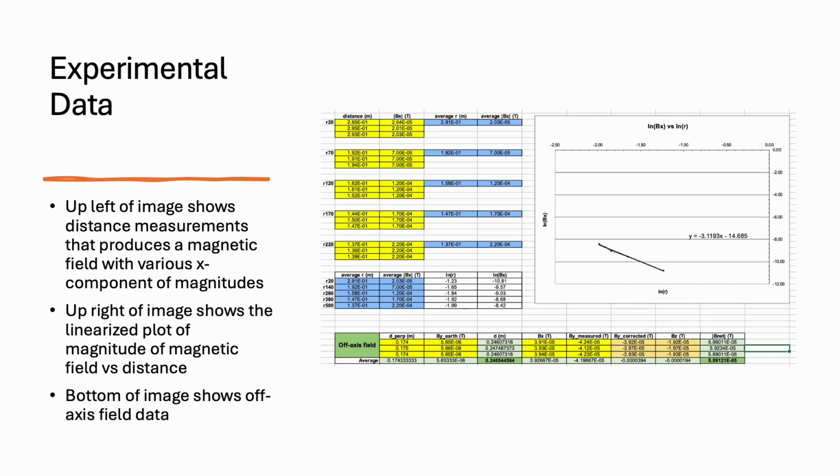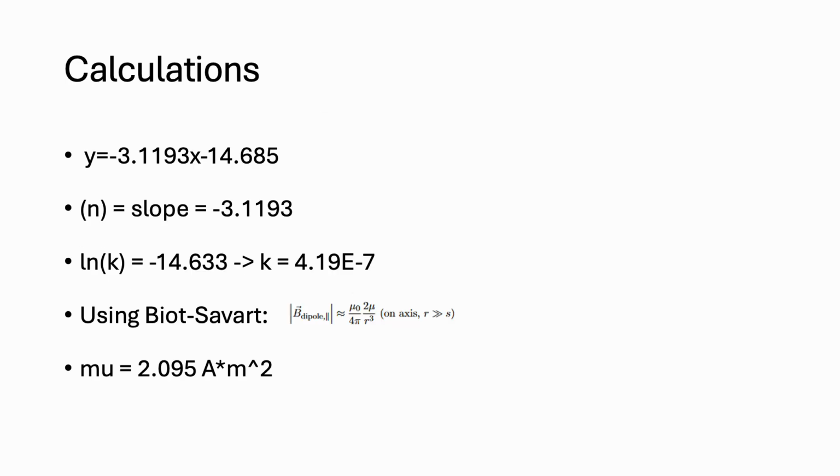Here's the experimental data, and if you go up and to the left of the image on the right, it shows the distance measurements that produce a magnetic field with various x components of magnitudes. On the top right, we have the linearized plot of the magnitude. That's showing magnetic field versus distance. And then the bottom image shows the off-axis field data.